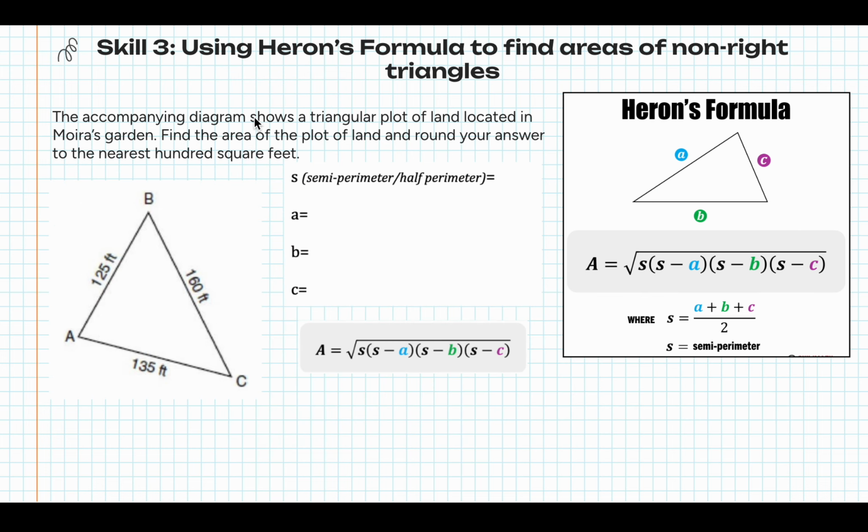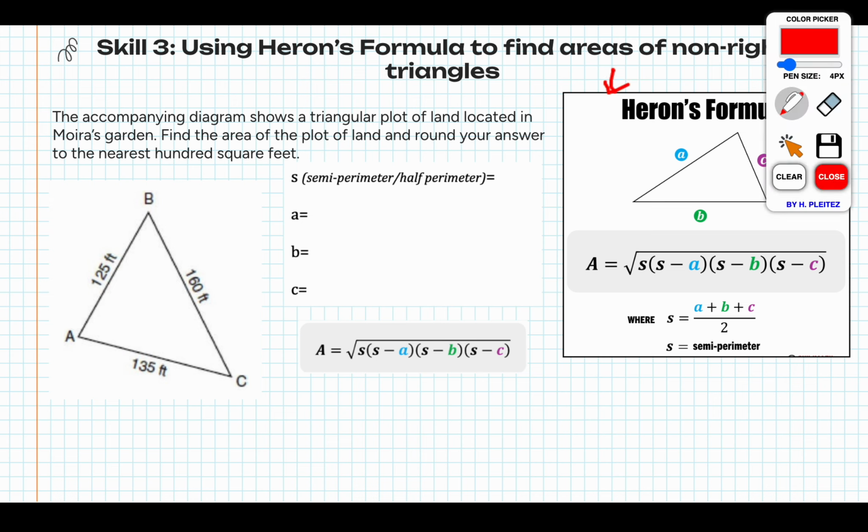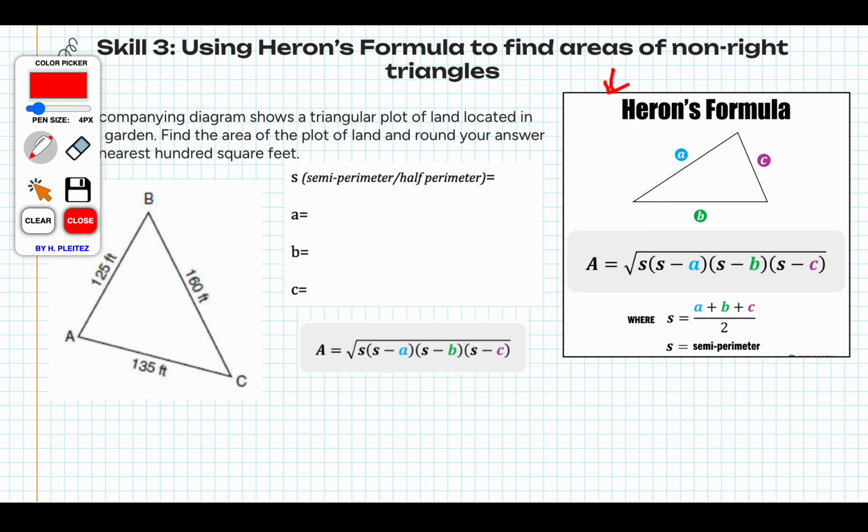Now the last skill is using Heron's formula, so it's just an equation to remember to find the area of non-right triangles. So Heron's formula is listed for us over here. Now this is not going to be given to us on our reference sheet, and it is a bit confusing. You just have to remember it.